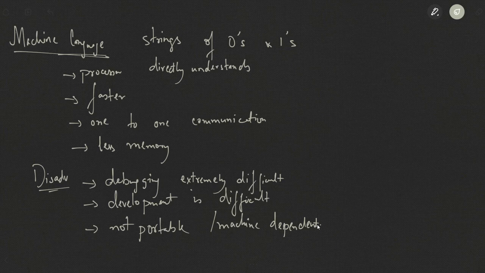Machine language, these are simply binary digits that will be processed by the system. That's strings of zeros and ones. There are some advantages associated with this. There are some disadvantages associated with this. Next, you have the assembly language. These are some basic terminologies that will be taken care of today.